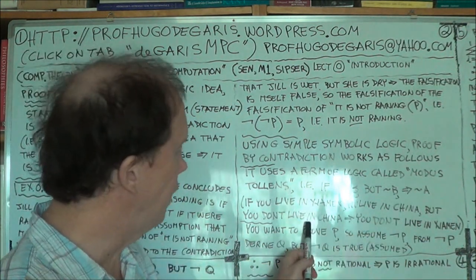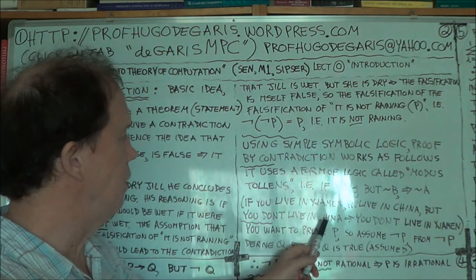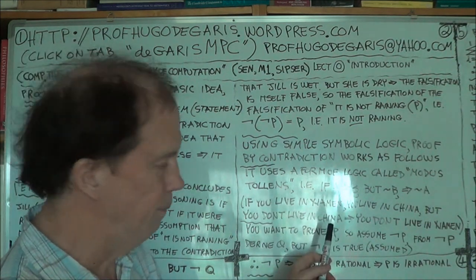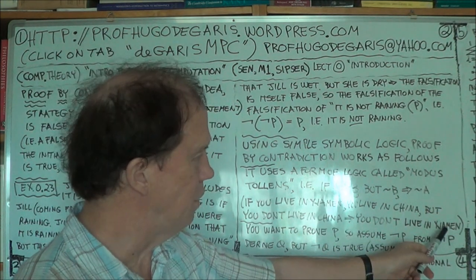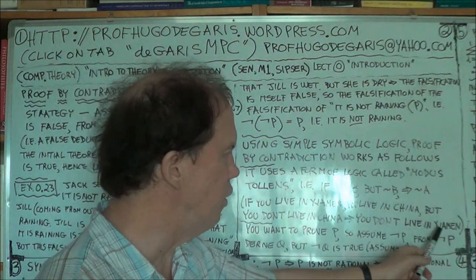All right. So if you live in Xiamen, you live in China. It's sort of if A then B, right? But you don't live in China, so not B. Well, therefore you don't live in Xiamen. Common sense, right? So hence not A.